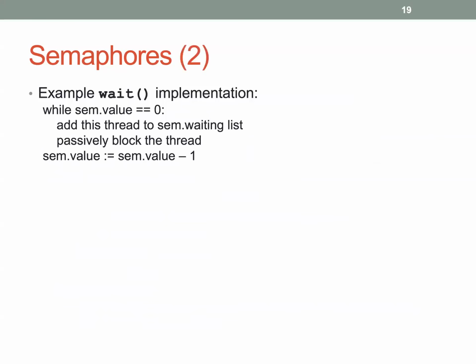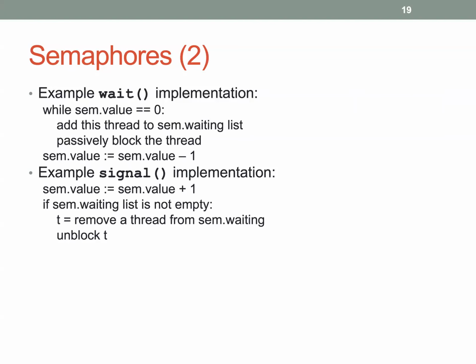So this would be an example wait implementation. While the semaphore value is 0, the thread puts itself onto the waiting list, and then it passively blocks. And so what that means is it stops being scheduled. Now, once you get to the point where you're awake and the semaphore value is positive, then you're able to decrement it without it going negative. So you go ahead and decrement the semaphore value.